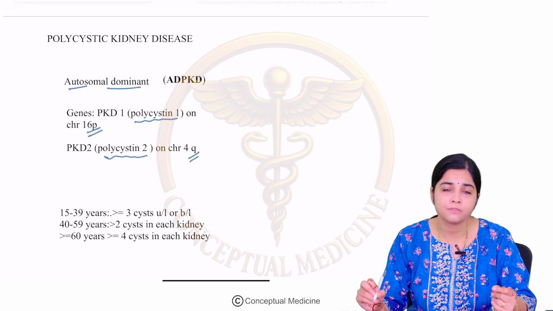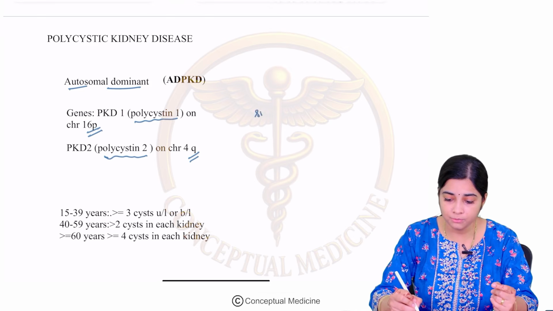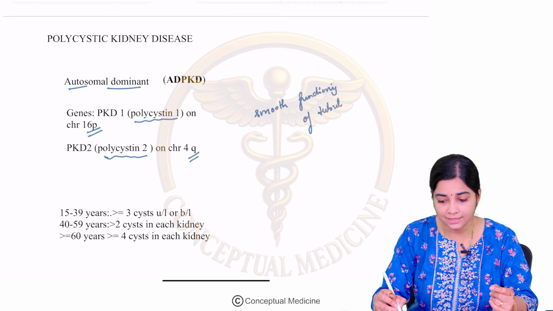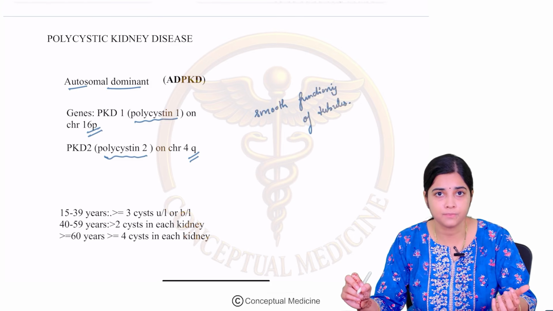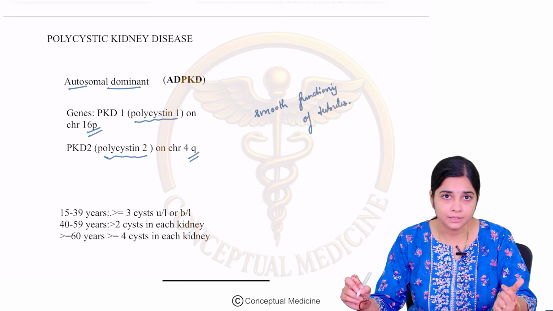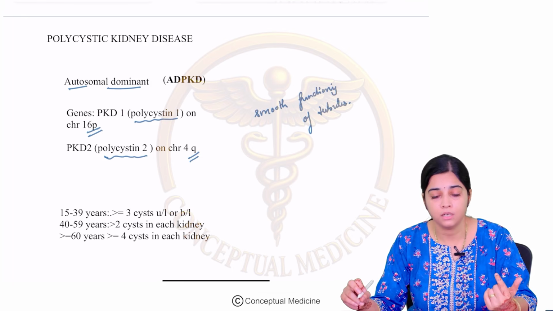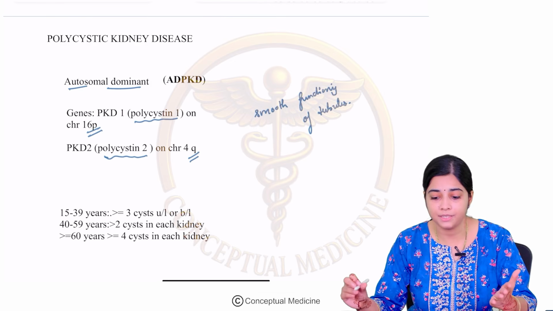So what is the function of this polycystin gene? The polycystin gene is basically responsible for the smooth functioning of the tubules and the cytoskeleton, right? So when that is affected, there is accumulation of a lot of mucinous material and cyst formation within the kidney. The ciliary function as well as the tubular function is dependent on these polycystin genes.